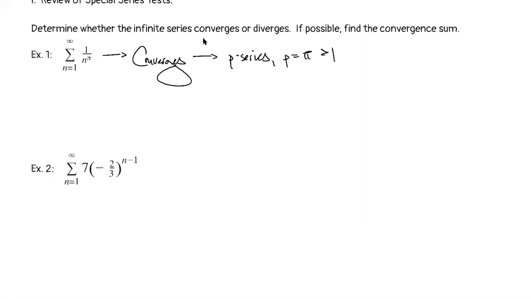Excellent. All right, so now this one, these are not necessarily easy to find the sums of, so we're just going to leave this one the way it is. Okay, so we say it converges, we've got the p-series, p equals pi, which is greater than 1. Perfect. Okay, are there any questions about example number 1?